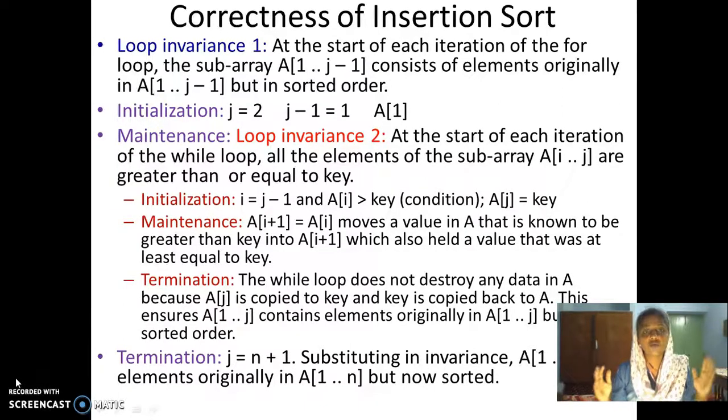So we are not going to lose any data, and when we do so, we have the elements in A from 1 to j, which are the elements which were already in the array but now in sorted order, because of the while loop.